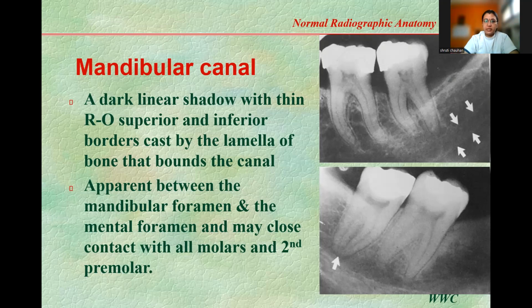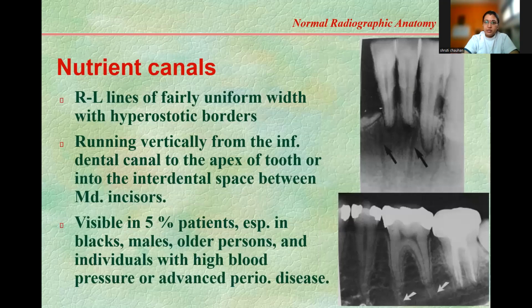That is the canal. It is apparent between the mandibular foramen and the mental foramen and makes close contact with all the molars and second premolars. From the mandibular foramen to the mental foramen, it has contact with all the molars and till the second premolar. Done? Easy? Okay. Now the nutrient canals I showed you in the maxilla.